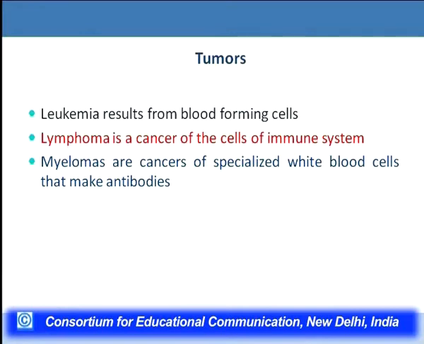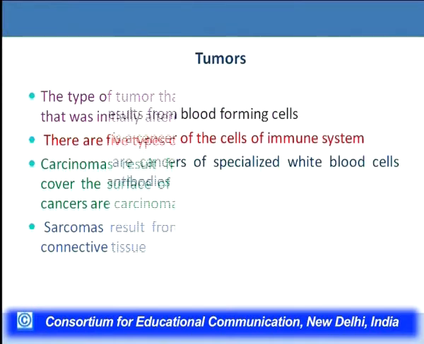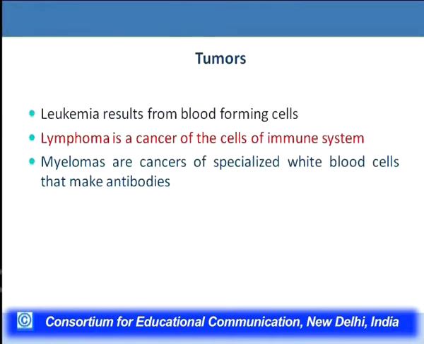So, the 5 tumors can be summed up as carcinomas, tumors of epithelial cells; sarcomas, tumors of soft tissues like muscles, bone, and connective tissue; leukemia, tumors of blood cells; lymphomas, tumors of the cells of the immune system; and myelomas, tumors of the WBCs which make antibodies. These are the 5 classes of tumors which can be encountered in the human body, and of these the carcinomas are the most prevalent, making about 90% of the tumors in the body.